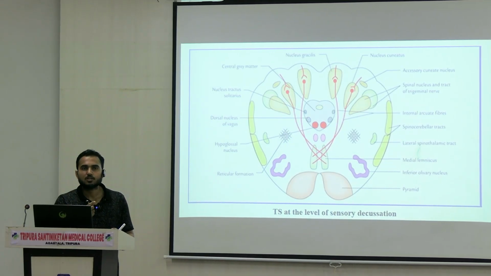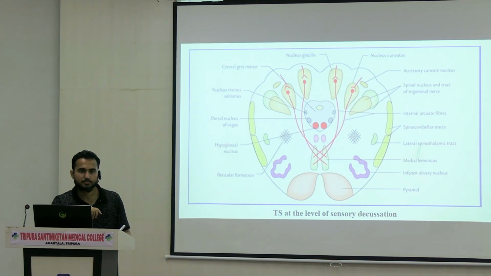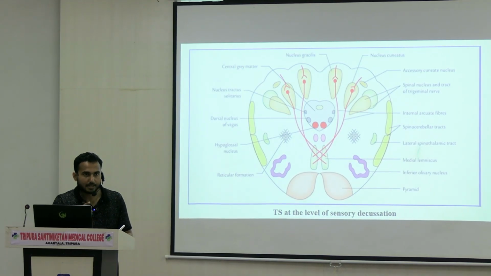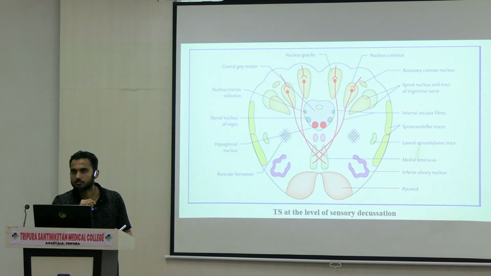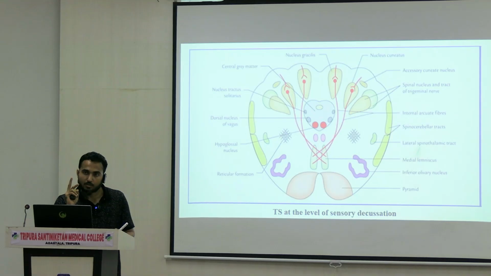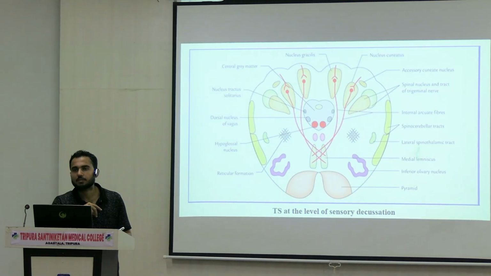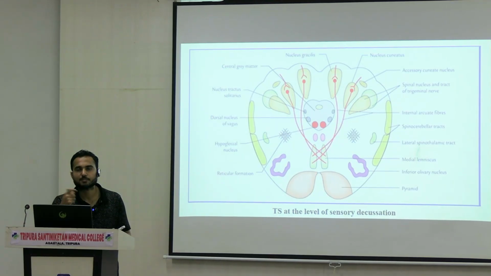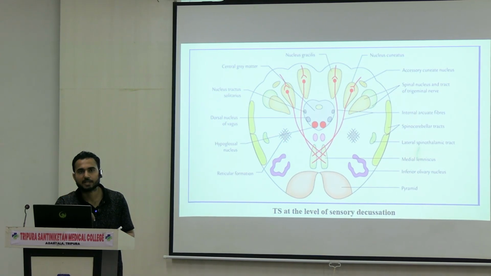So can you tell me the difference between the anterior and lateral spinothalamic tract? Anyone? What is the difference between the anterior and lateral spinothalamic tract? Yes, very good. Now, do you know one thing? The anterior and lateral spinothalamic tracts together are called the spinal lemniscus. So whatever you have studied, please add this line that together they form the spinal lemniscus.